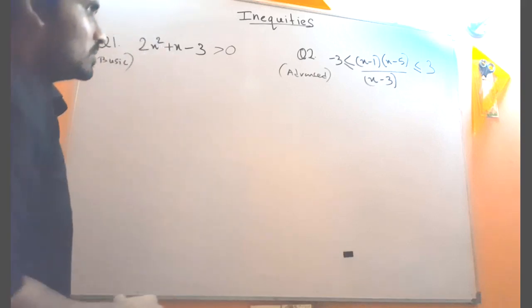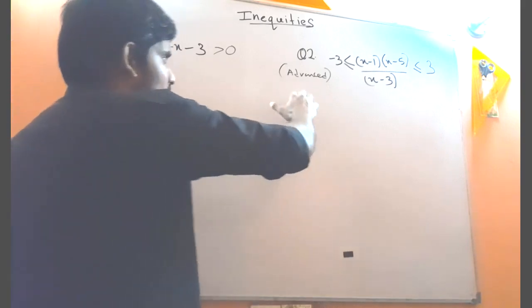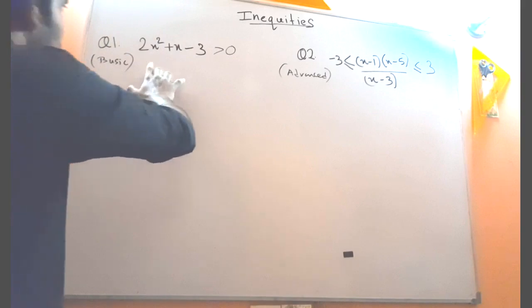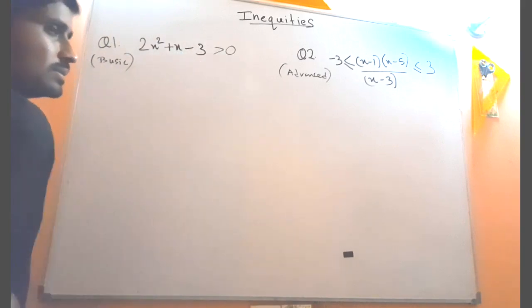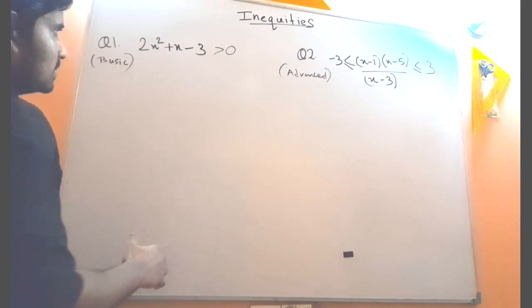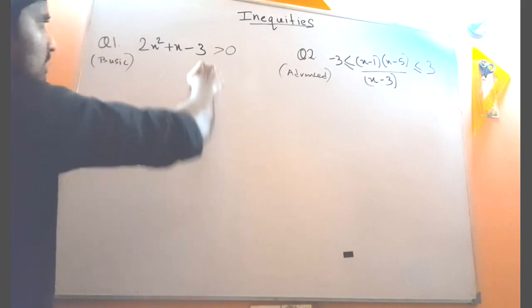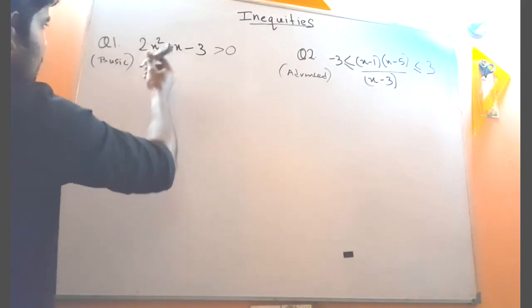Solving inequalities. Here we have a very basic type of problem and also an advanced type of problem. Let's focus on this problem: 2x squared plus x minus 3 greater than 0. The values that we obtain must satisfy this inequality. So how can we solve that?